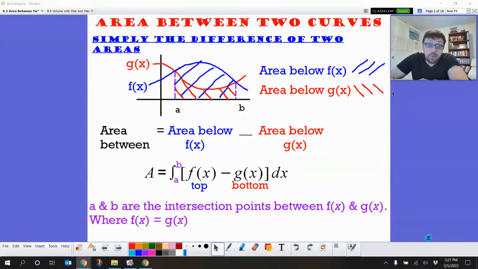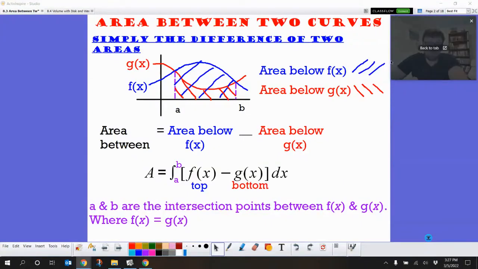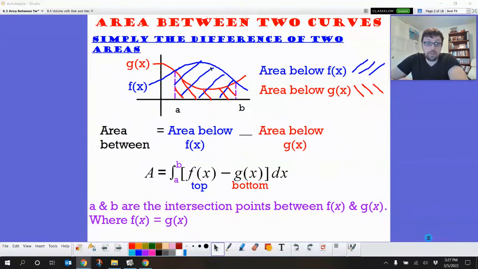Hello, in this video we're going to be talking about finding the area between, not under one curve, but under two different curves. So you can see in this diagram here we're looking for this space in the middle there. In order to find that space in the middle, what we do is we find too much.